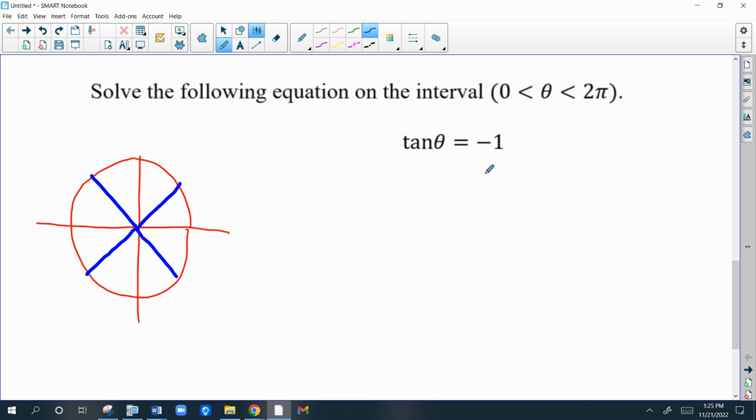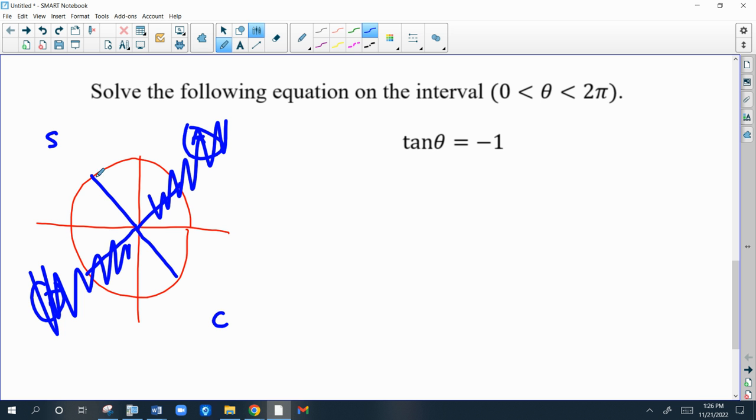But it says tangent is negative. So you have to figure out on which of these spokes tangent would be negative. If you like to use the all-star trig class, that's a good way to do it. Tangent is positive here and here, but we need tangent to be negative. So we're going to ignore these spokes, and these are the answers. Tangent would be -1 here and -1 here.